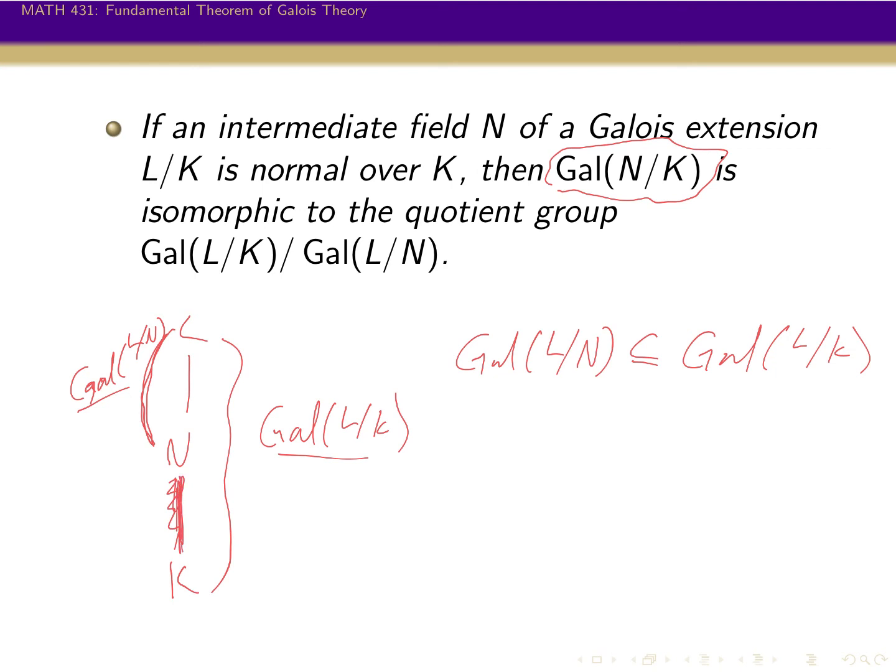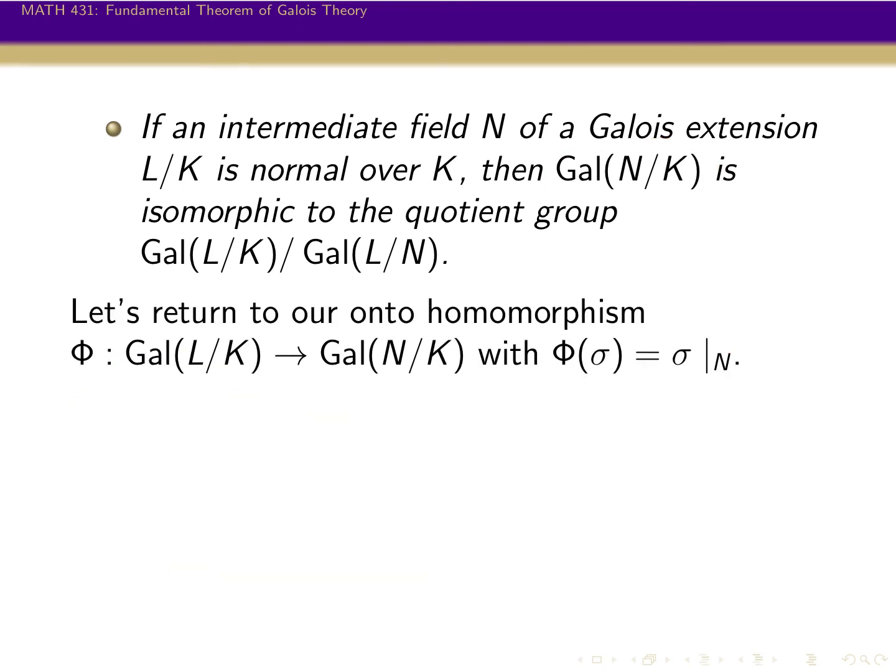And that quotient extension is what we're going to get just by taking our large Galois group and modding out by what we just proved is a normal subgroup. So to prove this, we're going to go back to our onto homomorphism phi that sends elements of the Galois group of L over K to their restriction to N.